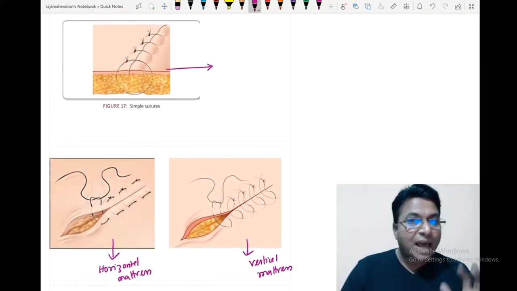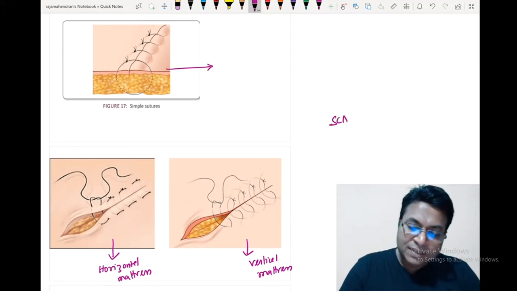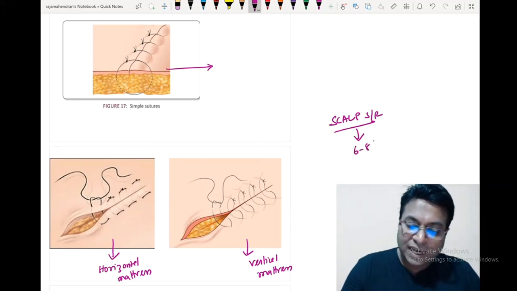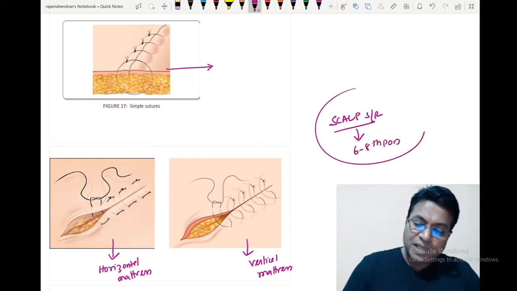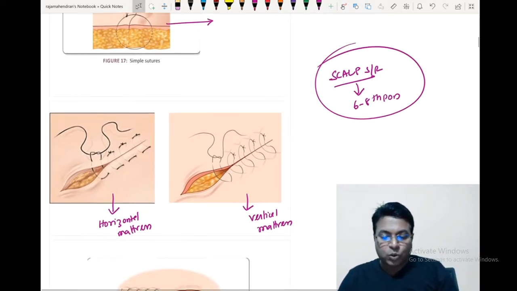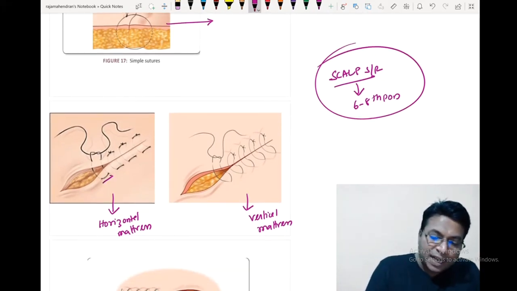All the skin sutures have a specific time to remove. The scalp suture removal time is a repeat MCQ for your exam. Scalp suture is removed on the 6th to 8th post-op day. So please don't forget, a scalp suture should be removed on the 6th to 8th post-op day. There are two types of mattress. Please observe, it is horizontal like this, and vertical like this, vertical mattress.